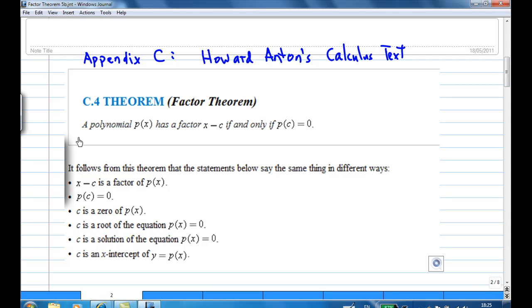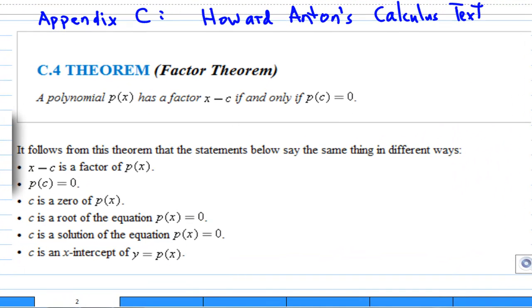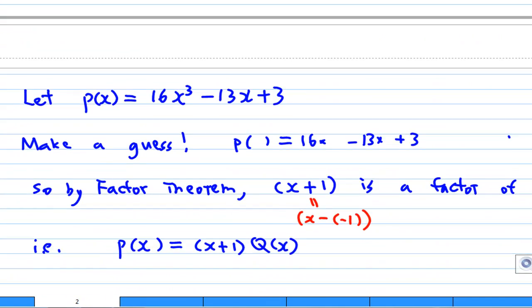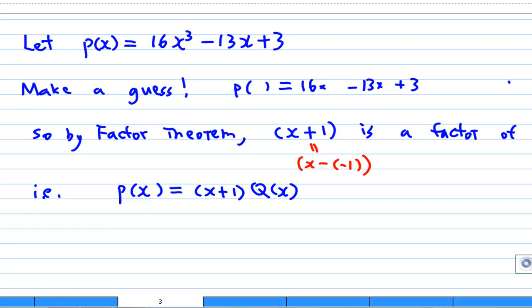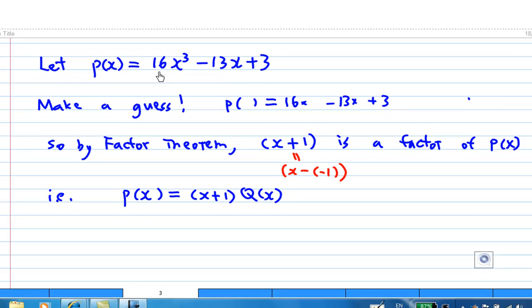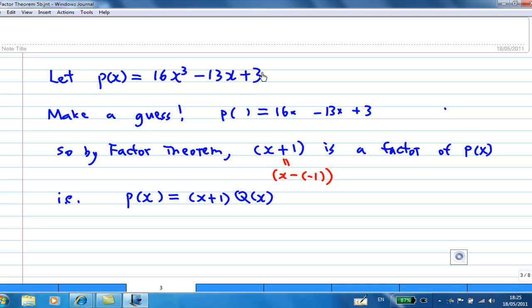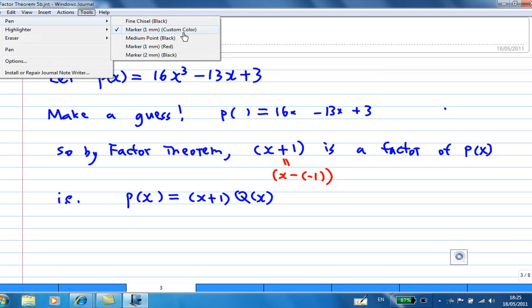It says that a polynomial p of x has a factor x minus c if and only if p of c equals 0. Let p of x equal 16x cubed minus 13x plus 3. Now we make a guess. For what value of x will give you p of x equal to 0? We can try x equal to minus 1.